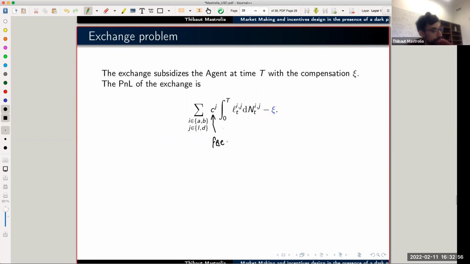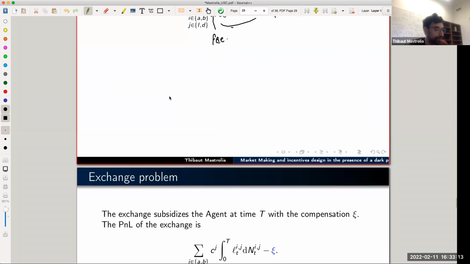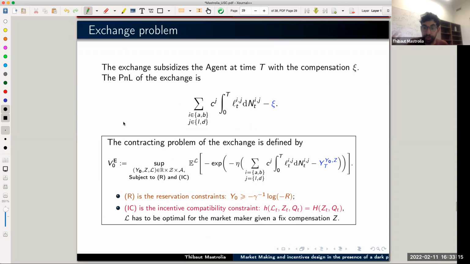So this is what I win from all the transactions made by investors, and I lose the compensation that I propose to the market maker. So this is the objective function of the exchange. So now, if I sum up everything, what is the problem? What is what we call the contractive problem?